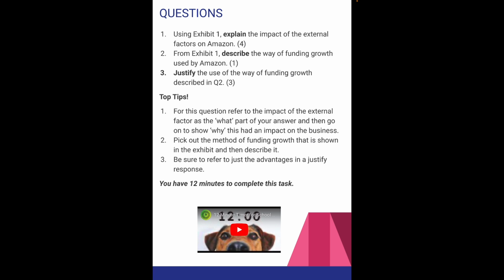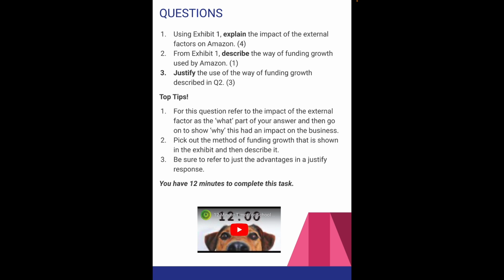So for question 1, which is asking you to explain the impact of the external factors on Amazon, you had to actually look again at that SWOT analysis, and for the what part of your answer, you had to look at the impact of that factor and then go on to say why it would have an impact. For question 2, you're describing the ways of funding growth directly from the case study, so in other words, from the exhibit. So you have to be able to look at the information on there and basically pick out what the method of funding growth is.